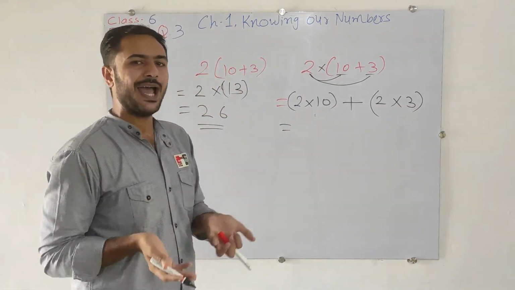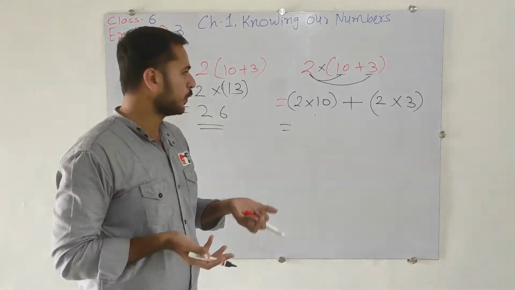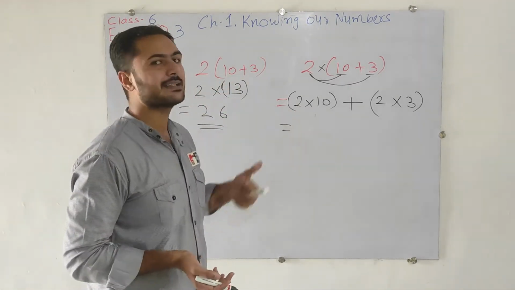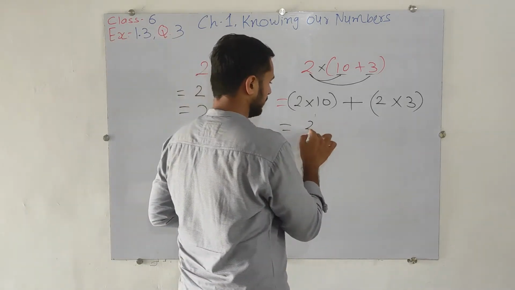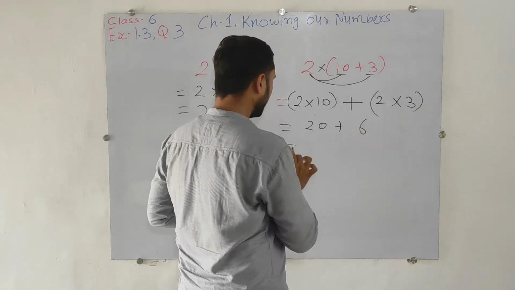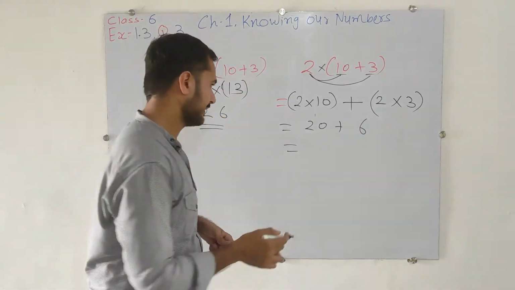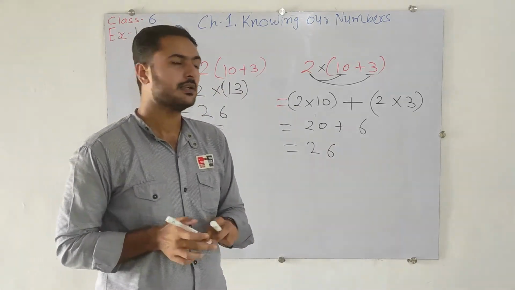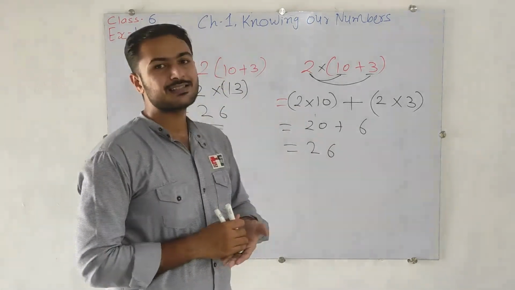Now simply we have to solve as we are always doing. 2 multiplied by 10, that is 20, plus 2 multiplied by 3, that is 6. 20 plus 6, that is 26. Okay, here our all calculation is completed.